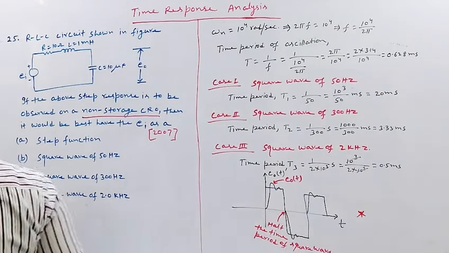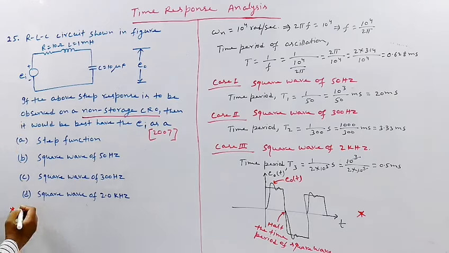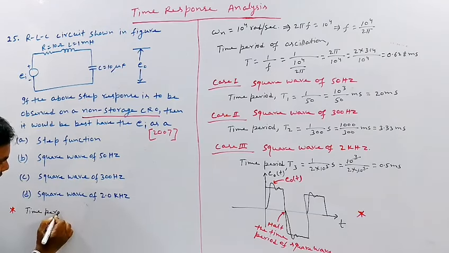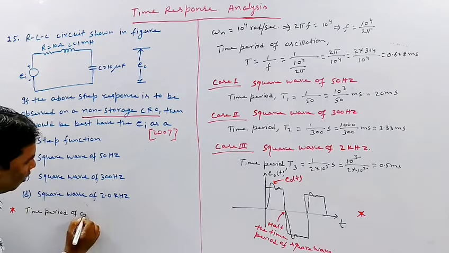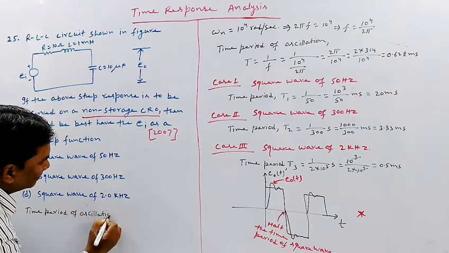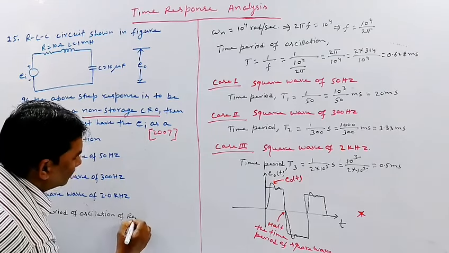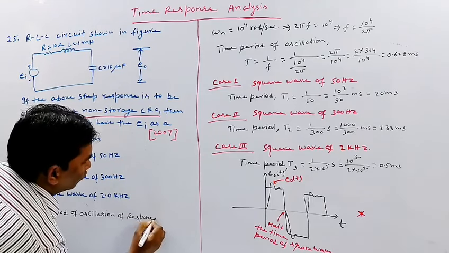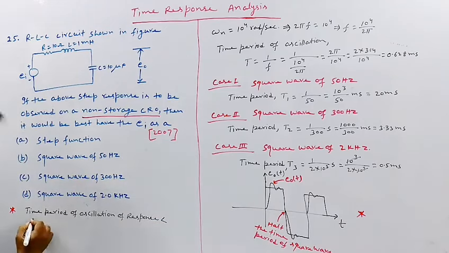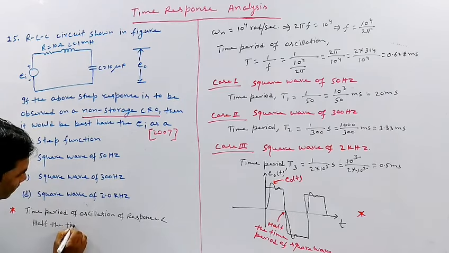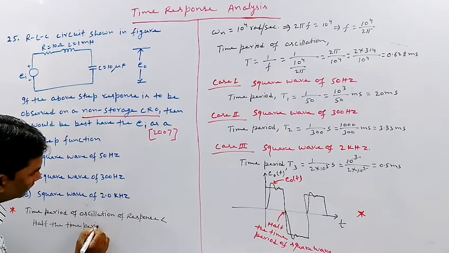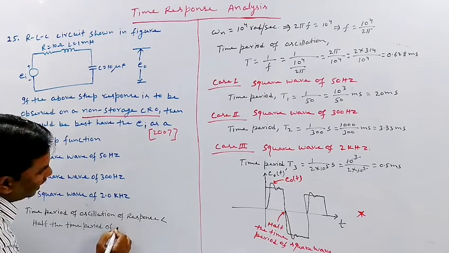So let me write here. Time period of oscillation of response should be less than half the time period of a square wave.